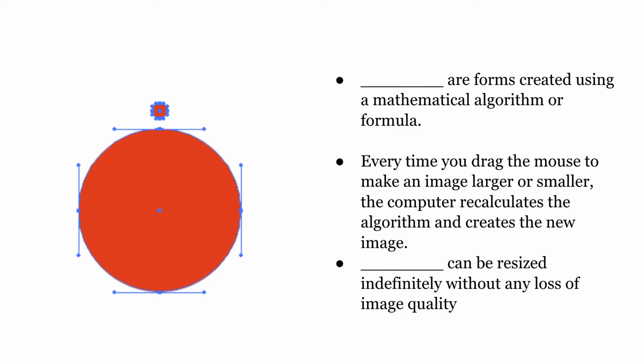These are forms created using a mathematical algorithm or a formula. Every time you drag the mouse, it gets larger or smaller. The computer recalculates the algorithm and makes a new image. These can be resized indefinitely without any loss of image quality. It is a vector. That is right.